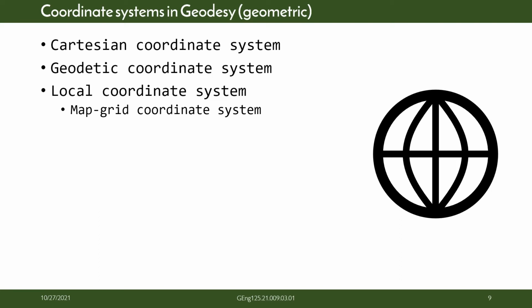So here are the coordinate systems used in geometric geodesy. First, we have the Cartesian. Second, we have the geodetic coordinate system. And the third one, we have the local coordinate system. Though Map-Grid can be considered separate, we will also include it in this discussion.